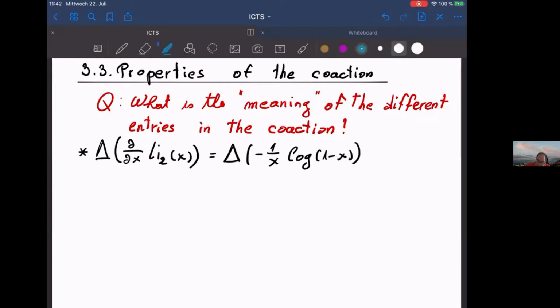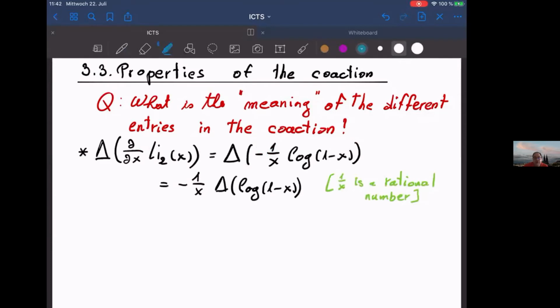Now you see here that this factor is a rational number. So if x is a rational number, then 1 over x is also a rational number. And we said that delta is linear with respect to rational numbers, so I can pull out 1 over x and also the minus sign. But now I have delta of the log, which I know how to evaluate. Okay, so I get the coproduct of the derivative. Okay, fine.